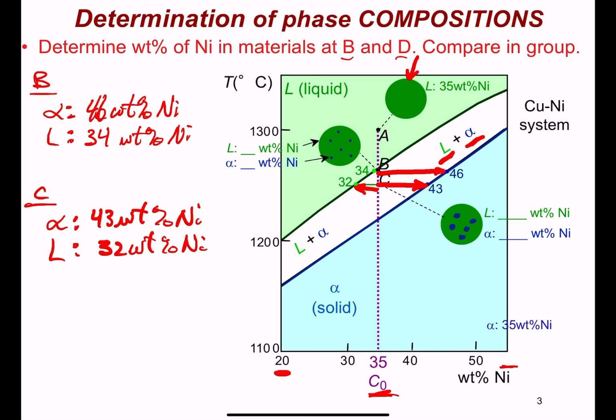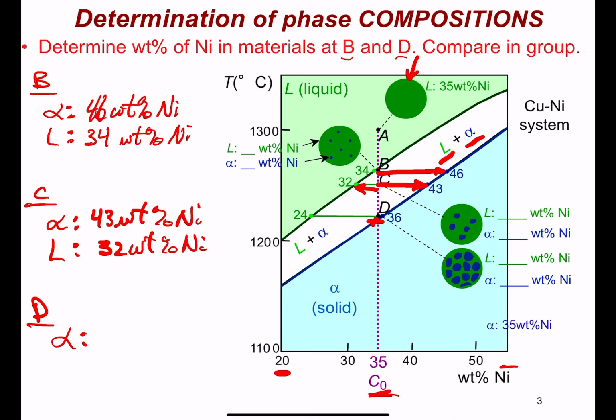Okay. And then lastly, I think we're asked about point D, which is just at the lower boundary. And again, there's going to be an alpha phase, and so we can use that. So we're going to again walk to the solidus, and we're going to see 36 weight% nickel there. And then if we walk all the way to the liquidus, where we intercept that phase boundary, we're going to see that the liquid here is 24 weight% nickel. Okay, so hopefully you were able to do that as well.